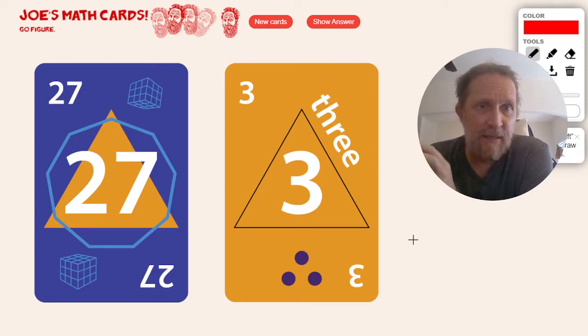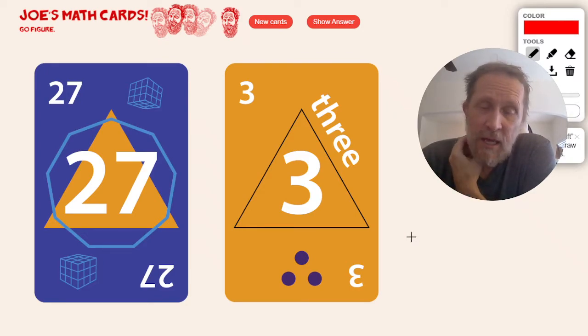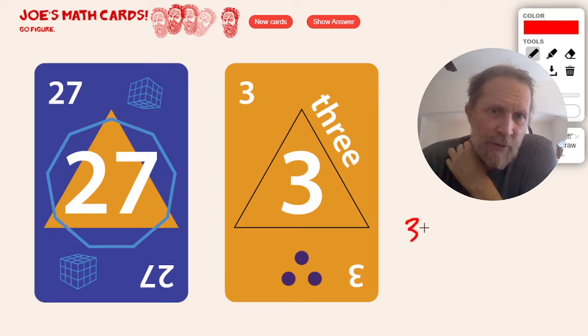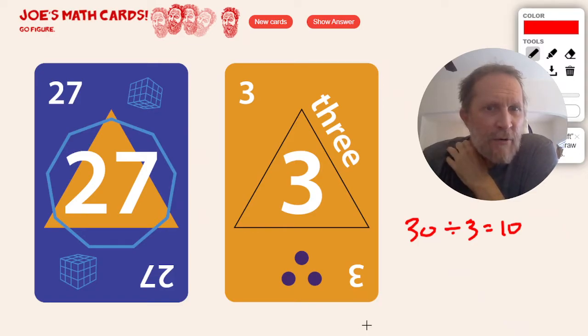But I do kind of think it's a good idea to memorize at least up to the 12s. But here, 27 divided by 3. I know that 30 divided by 3 equals 10, right? So I can think, well, 30 is 3 more than 27. So 27 divided by 3 must be 1 less.